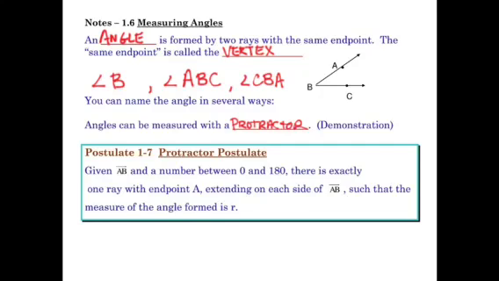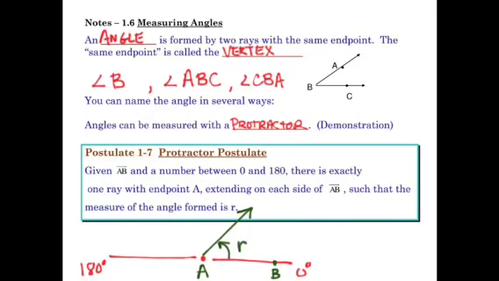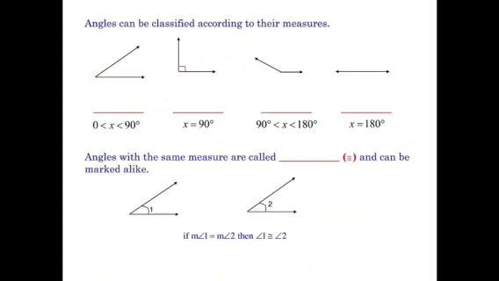Very similar to that idea is our protractor postulate, which sounds harder than it is. But basically, if we're given a ray AB and a number from 0 to 180 degrees, there's one ray with endpoint A extending on each side of AB, such that the measure of the angle can be formed. So we'll talk about how we measure things with a protractor. Our protractor postulate, again, just basically says we can create one unique angle as we go through this.